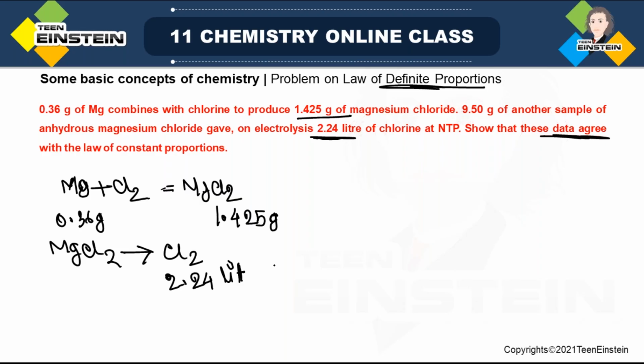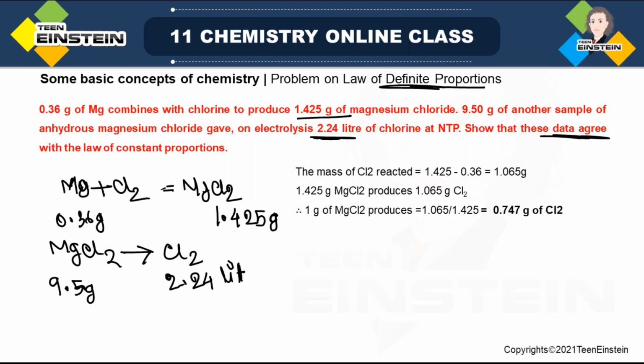In this case, we can know the mass of all the reactants as well as products. Now in the second case, 9.50 gram of this sample we have taken, and we are doing electrolysis, we are getting 2.24 liters. So these are the information that are given. So for the first reaction, here we can do the calculation. We have to subtract this if we want to know the mass of chlorine. Okay, so this is the mass of chlorine.